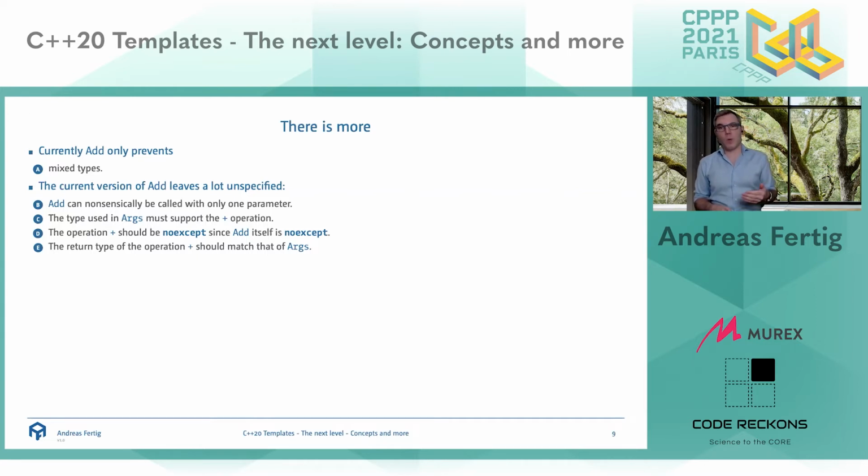And then as a last requirement, E, the return type of the operator plus should match that of args. Because we are free in implementing operator plus, we technically can return a different type from operator plus than we pass into it. A totally different type than our classes. And we don't want that. For consistency reasons, operator plus should return the same type as it was called for, okay? So a couple of requirements, not all of them are easy to check in C++17. So let's see how we can do that in C++20.